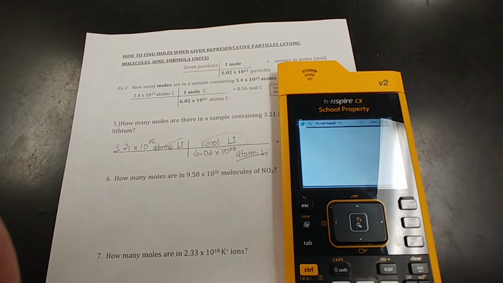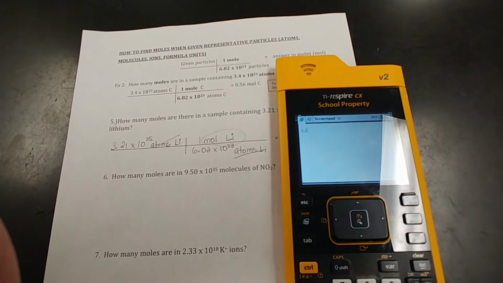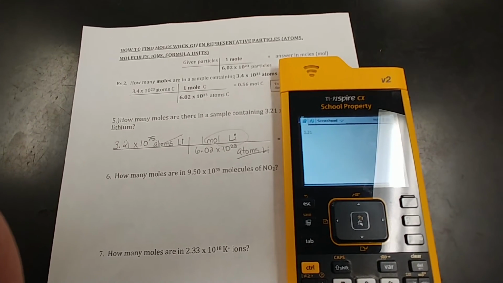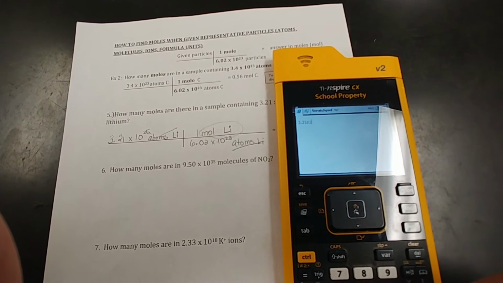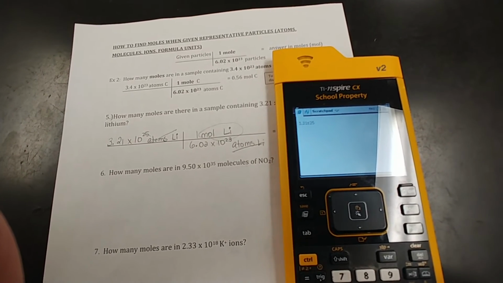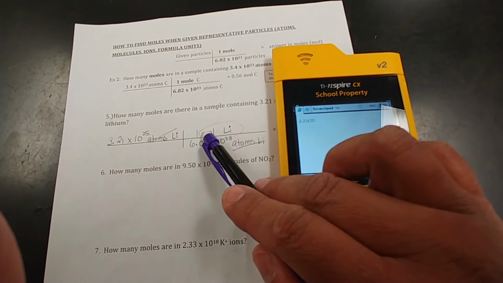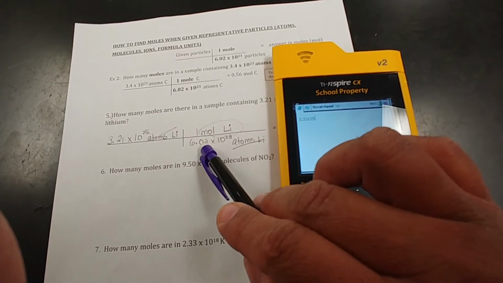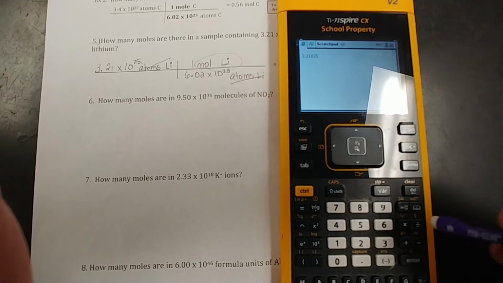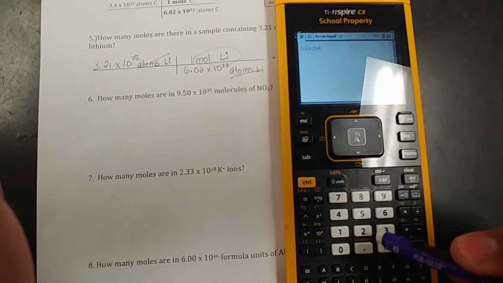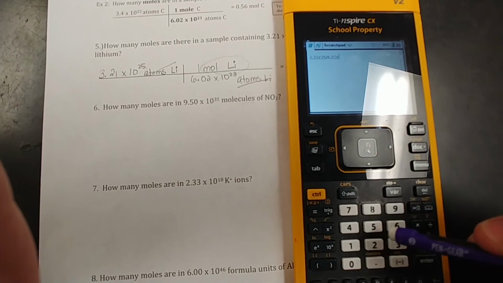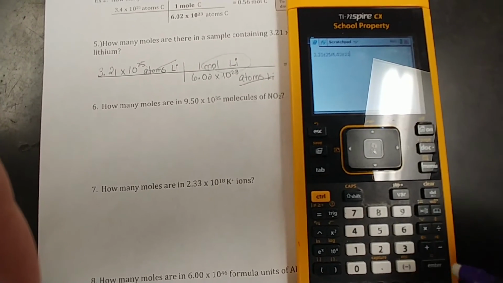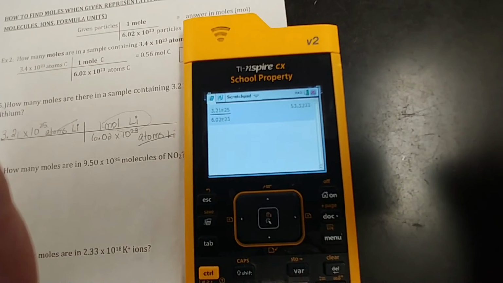Okay, so I'm going to go ahead and type in 3.21, and that 3.21, times 10 exponent 25. And this time around, I'm not going to multiply like I did in the front, but because this is on the bottom, I'm going to divide by Avogadro's number. So divided by 6.02, and then double E for exponent, 23. Enter.